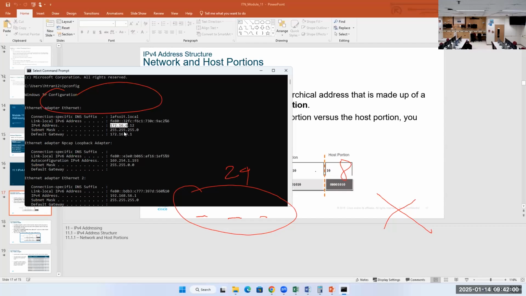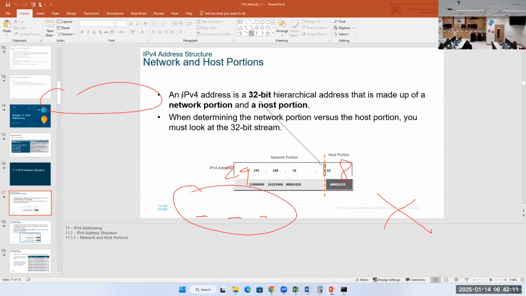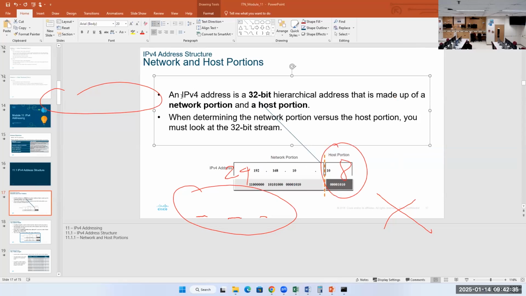But remember, it's not always 24. It can be 10 or 20, whatever it is. It depends on the size of your network. For this network, you have 24 bits in the network portion, but it depends on the network. Now, one very important thing again: the more bits you have in the host portion, the larger the network is. Now see, if you have 8 bits here in the host portion, what do you think? How many addresses do you have?